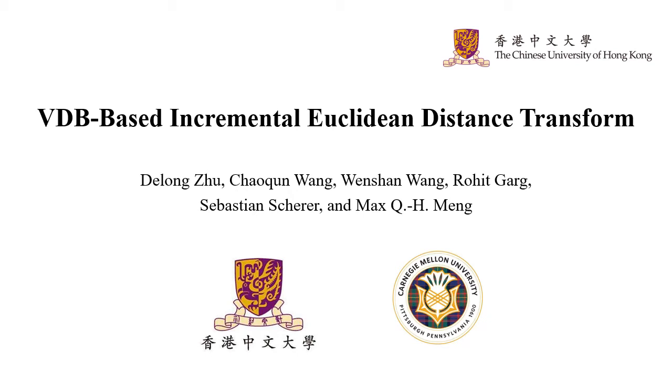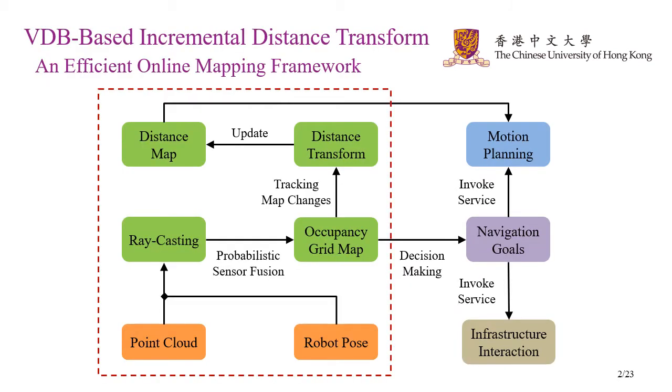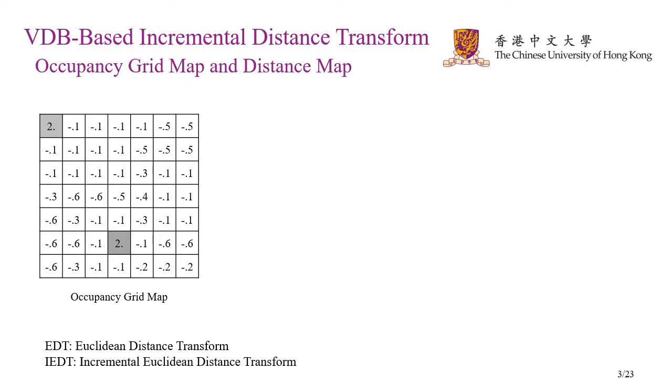In this work, we present a fundamental algorithm named VDB-Based Incremental Euclidean Distance Transform. Here shows the architecture of our online mapping framework. It takes the point cloud and robot pose as input, and then performs raycasting to incrementally generate an occupancy grid map. At the same time, a distance transform procedure is performed on the occupancy grid map and generates the distance map accordingly. Here, we use an example to explain what is occupancy grid map and distance map.